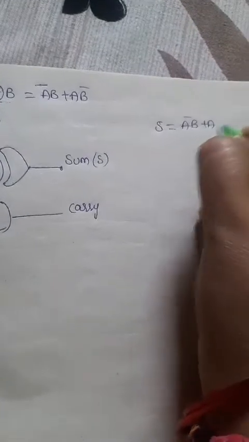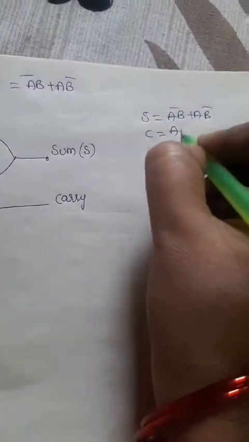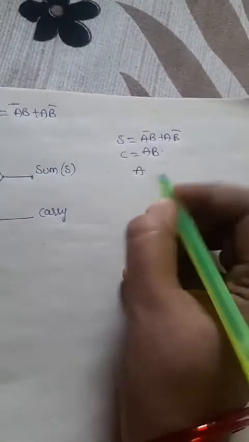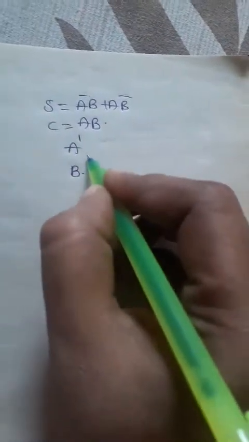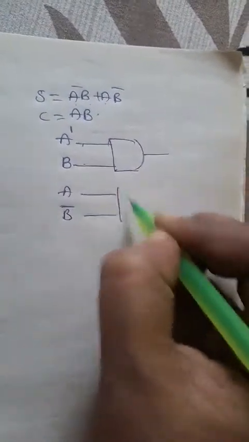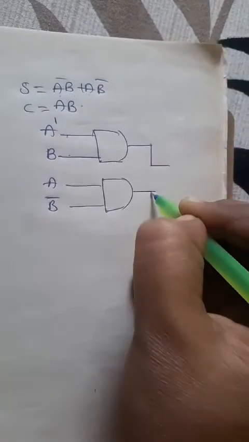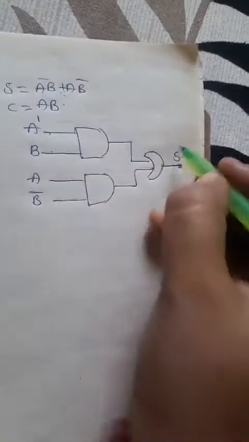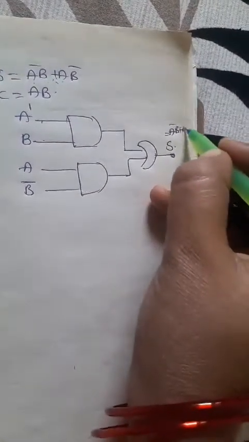A bar B plus A B bar, and carry is AB. So then I can take it here, A and B. Okay, so first one is A bar B. In between A bar B, which operator are we having? The first term is the AND gate product term, and the next one is A B bar. In between A B bar we are also having the AND gate. By adding these two we'll have the OR gate. So this function is nothing but sum is equal to A bar B plus A B bar.